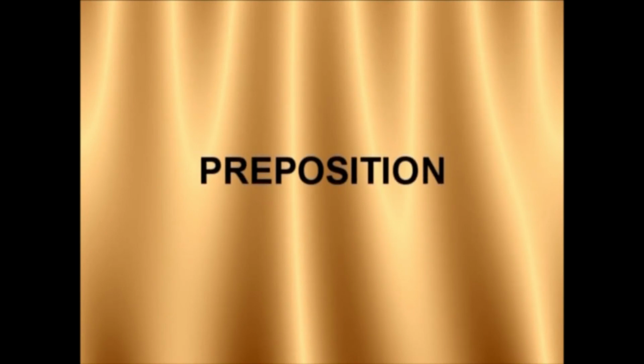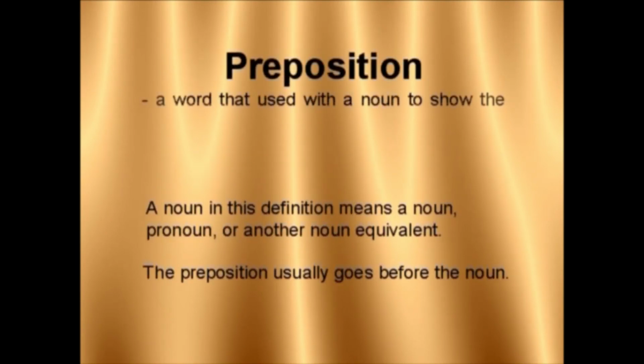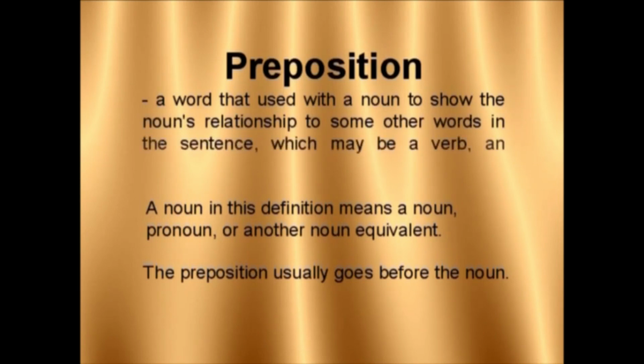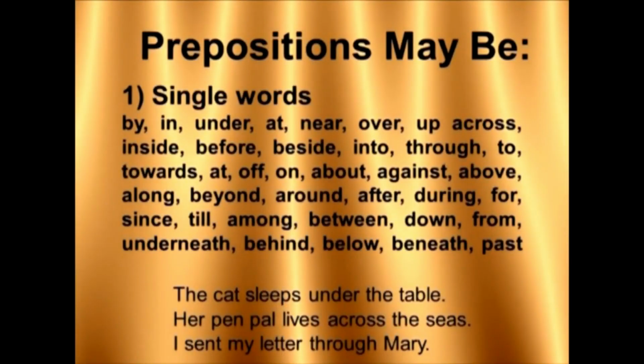Preposition. A preposition is a word used with the noun to show the noun's relationship to some other word in the sentence, which may be a verb, an adjective, or another noun. Noun in this definition means a noun, pronoun, or noun equivalent. The preposition usually goes before the noun.